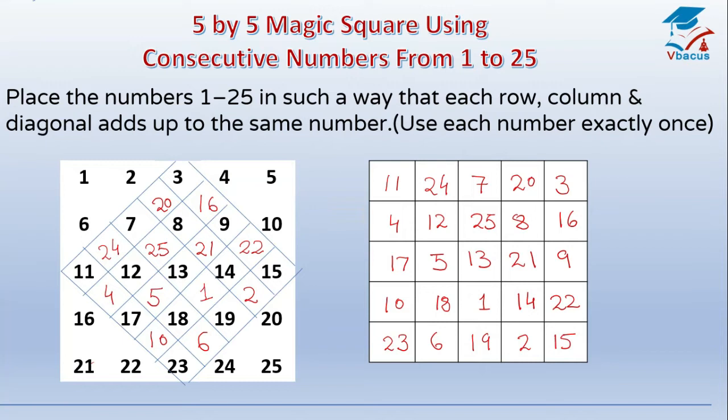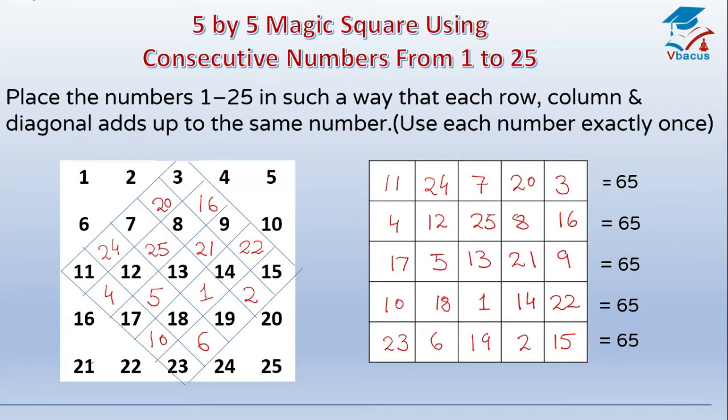Let us add up now. See, 11, 24, 7, 20 and 3, it becomes 65. 4 plus 12 plus 25 plus 8 plus 16 will become 65. 17 plus 5 plus 13 plus 21 plus 9 will become 65. 10 plus 18 plus 1 plus 14 plus 22 is equal to 65. 23 plus 6 plus 19 plus 2 plus 15 is also equal to 65. Let us see the columns.